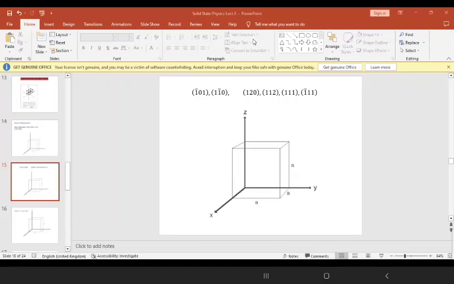Did you try this? Did you try to answer this? So, I'm going to discuss now. You better check my answers with your answers. First plane is bar 101. How to draw this plane? Bar 101.